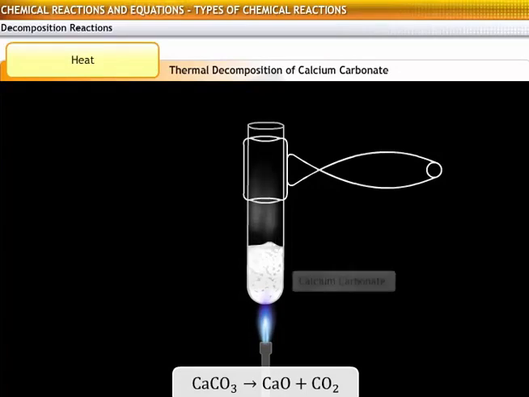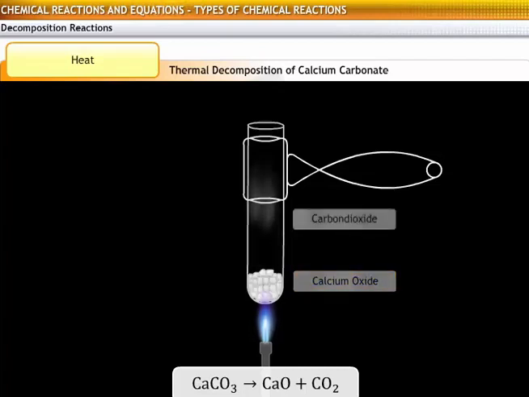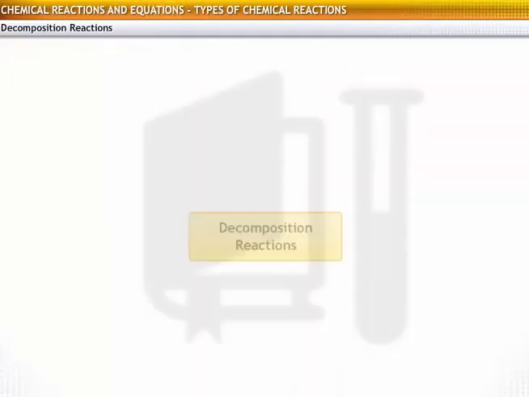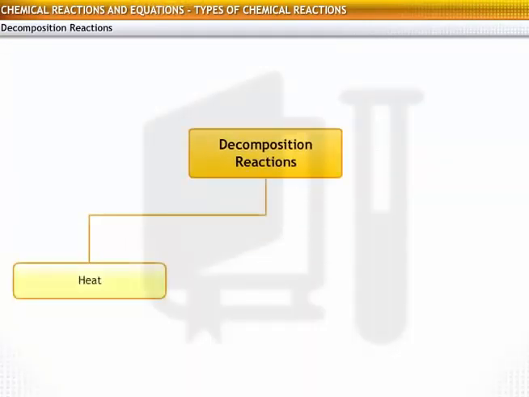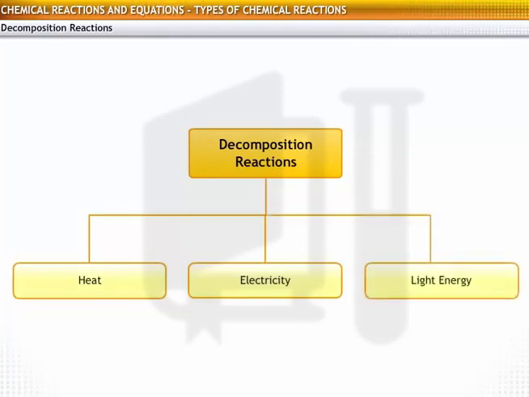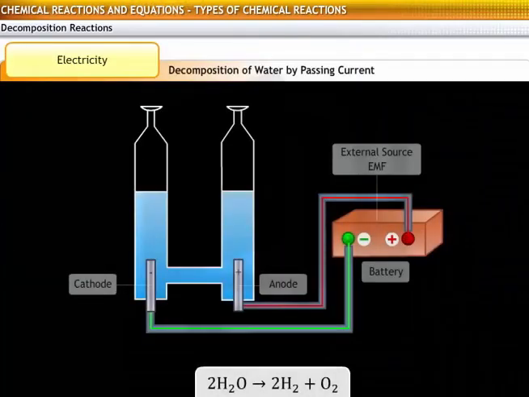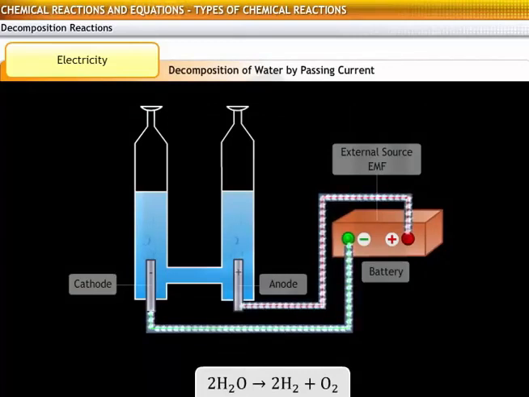For example, calcium carbonate on thermal decomposition gives calcium oxide or quicklime and carbon dioxide. Decomposition of a substance by passing a current through it is called electrolysis. For example, when electric current is passed through acidified water, it decomposes to give hydrogen gas and oxygen gas.